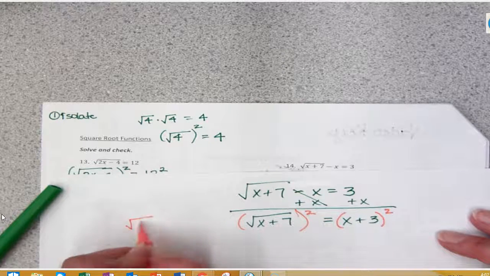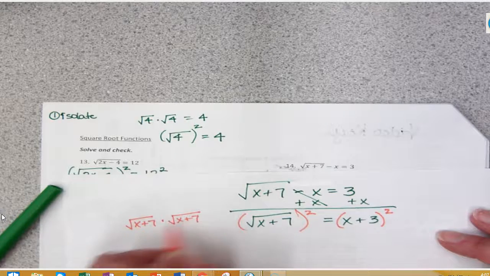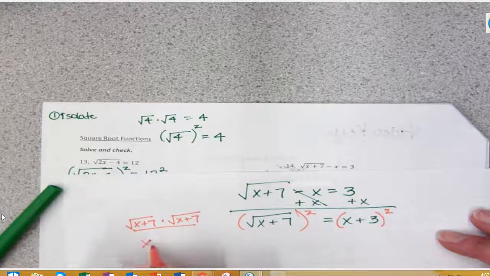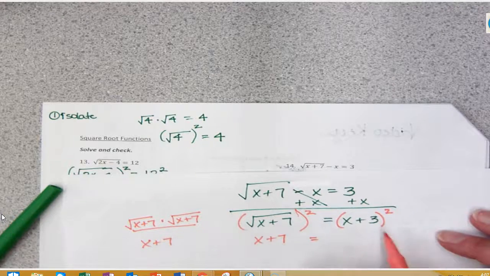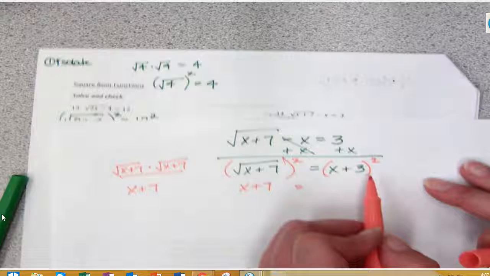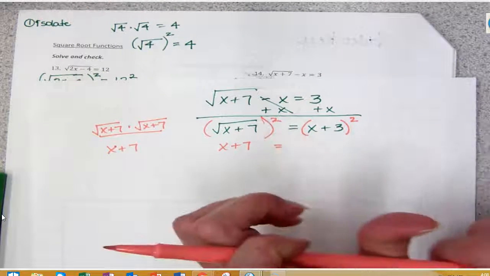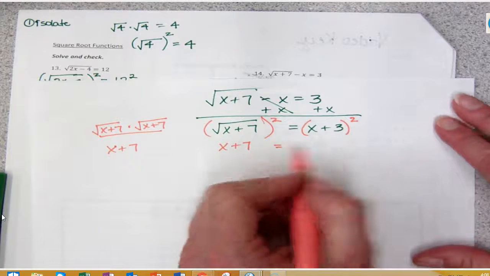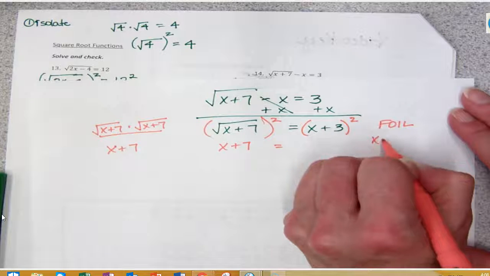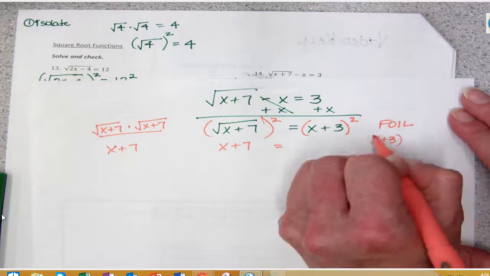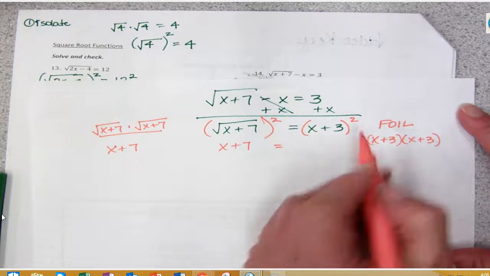When I multiply the square root of x plus 7 times the square root of x plus 7, we're going to get x plus 7. Yay! X plus 7 equals. Now, here's where this gets complicated, because you've got a binomial here, and you need to FOIL that. So make sure you FOIL it. So this is the same as x plus 3 times x plus 3. See, because it's being squared.